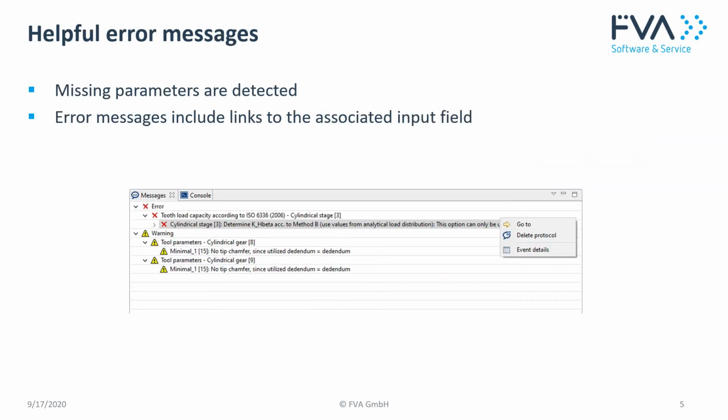Another often requested new feature is helpful error messages. So any missing parameters are detected, and error messages now include links to the associated input field. So you can right-click on an error message in the Messages window and choose Go To, and you'll be taken automatically to the right place in the editor where you can make changes to your entries.